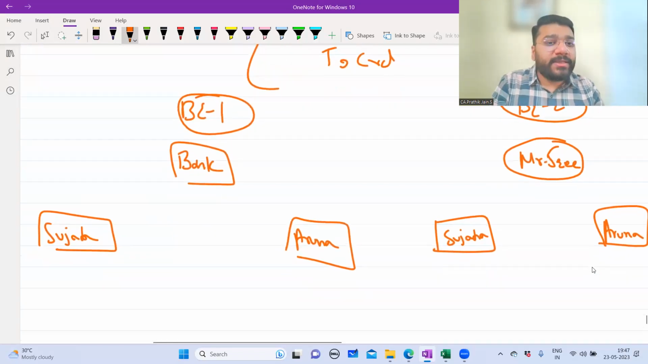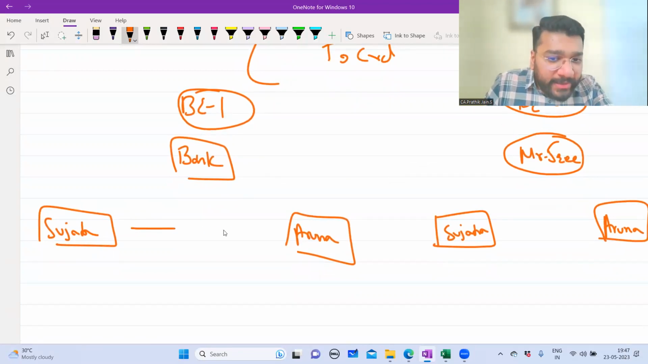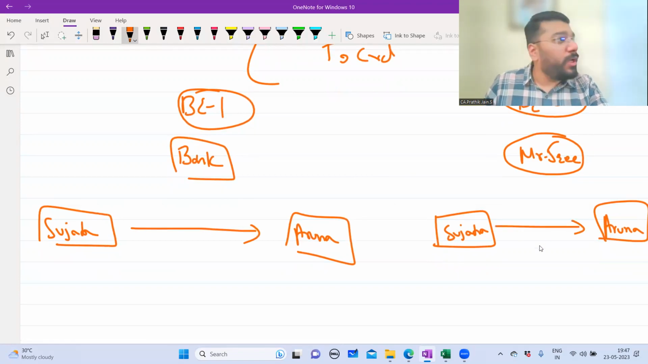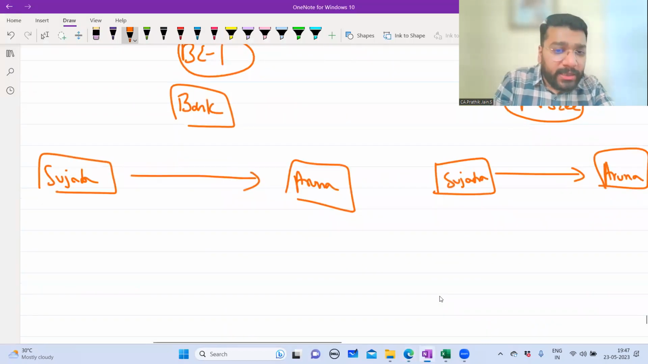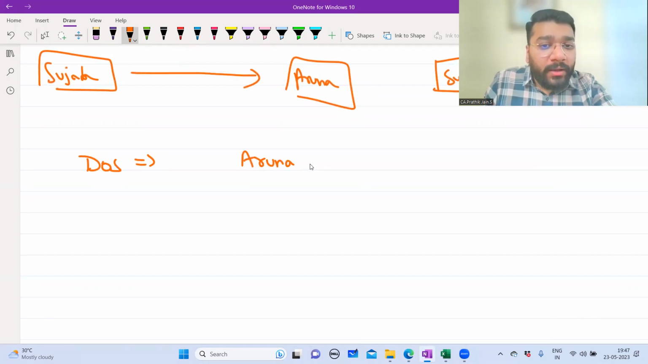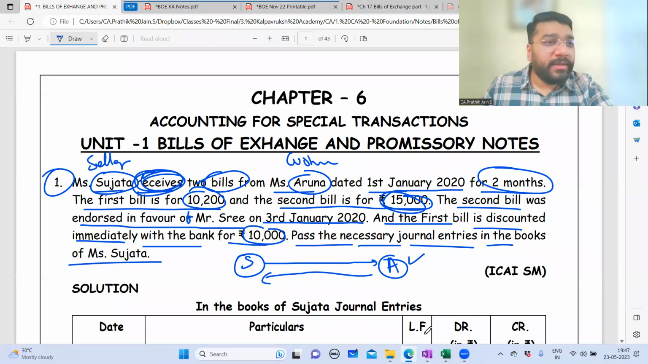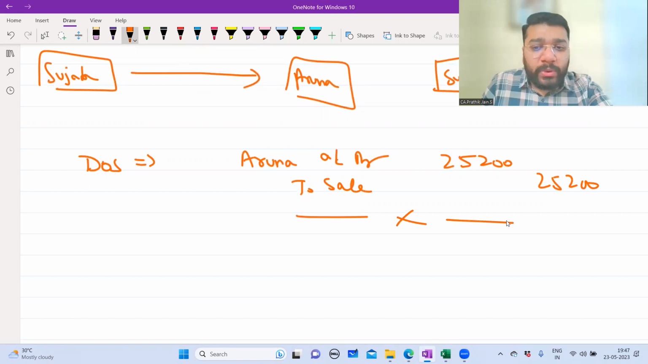So now guys, let's deal with this question one by one. In both bills of exchange, one thing is common. Sujata is selling goods to Aruna. Am I supposed to record the sale entry? Not required, because they have directly asked about the bill. So the second entry we are supposed to record, but I am recording the first entry only for your knowledge purpose. So on the date of sale, what entry would Sujata have recorded? Aruna account debit to sales. What is the sale value? Both the bills put together. It is 25,200. This entry you don't have to record. This is only for knowledge purpose.